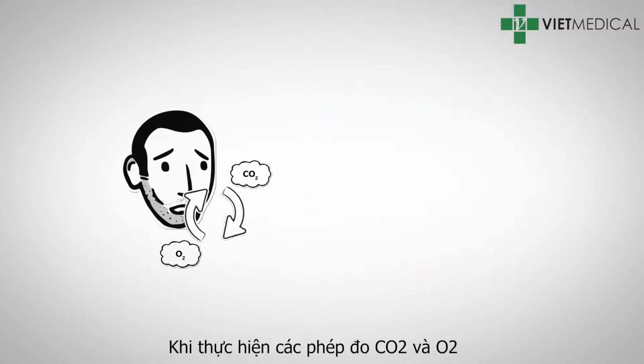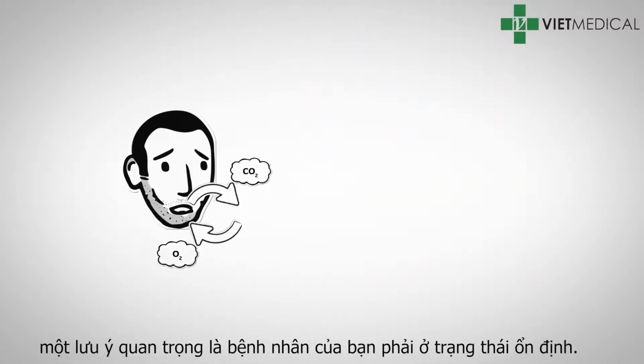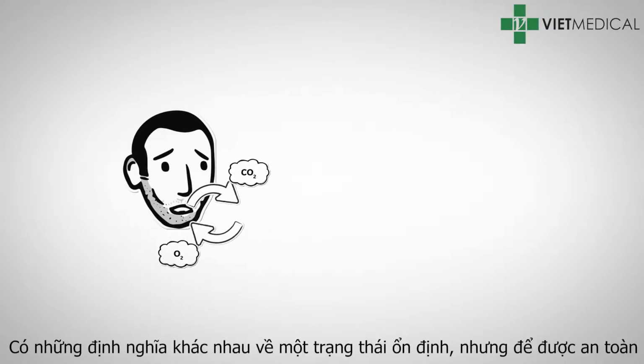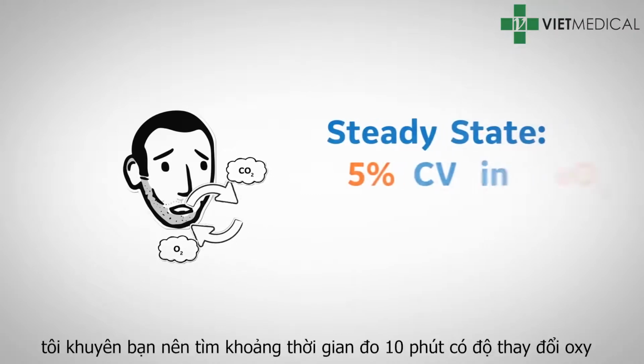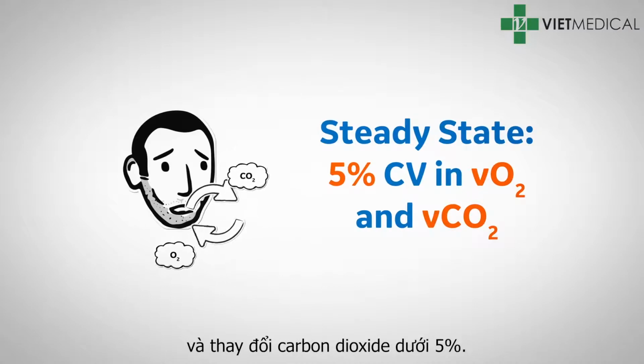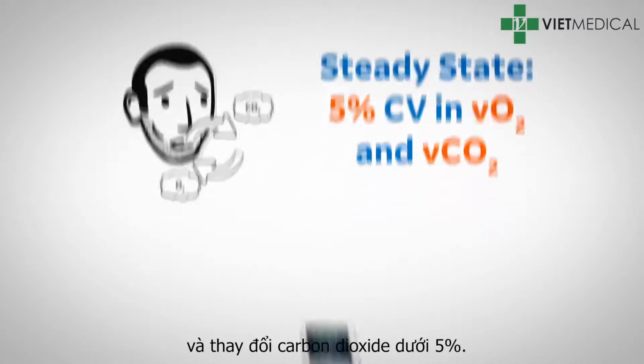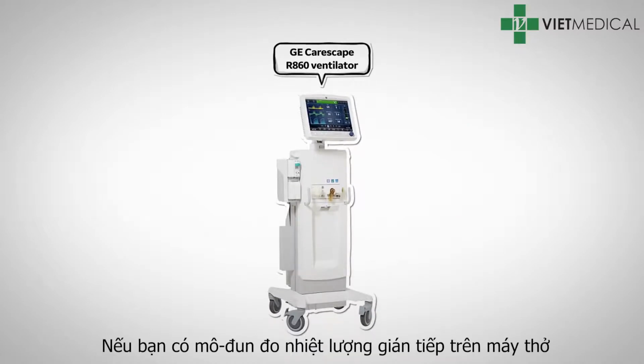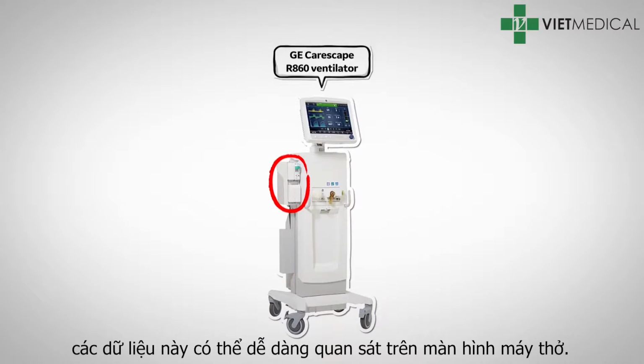When doing your CO2 and O2 measurements, it's important that your patient is in a steady state. There are variations on what defines a steady state, but to be safe, I recommend that you get 10 minutes of measurements with a 5% coefficient of variation in change of oxygen and change of carbon dioxide. If you have an indirect calorimetry or airway module on the ventilator, this data is easily accessible.